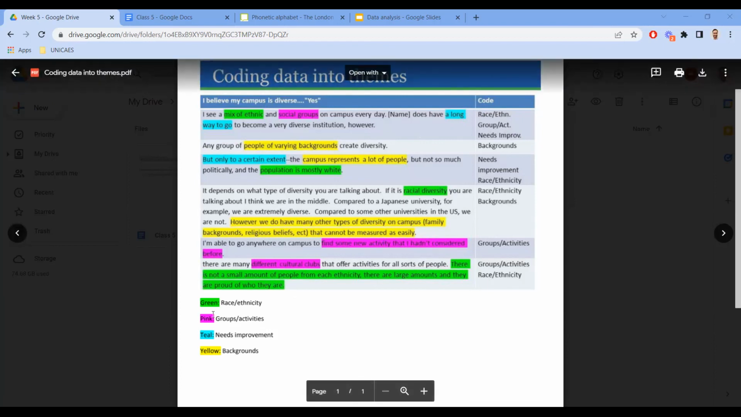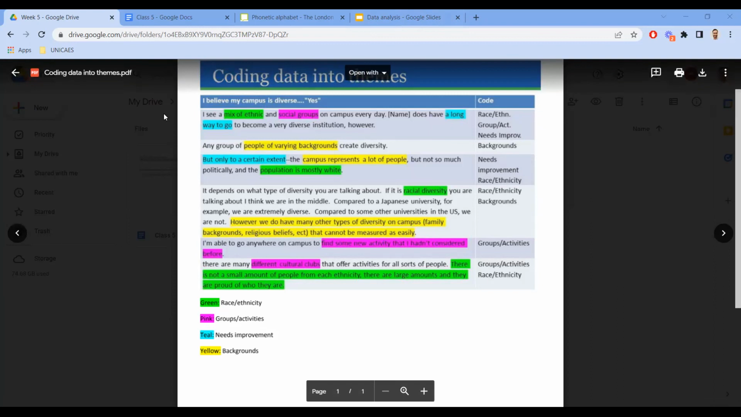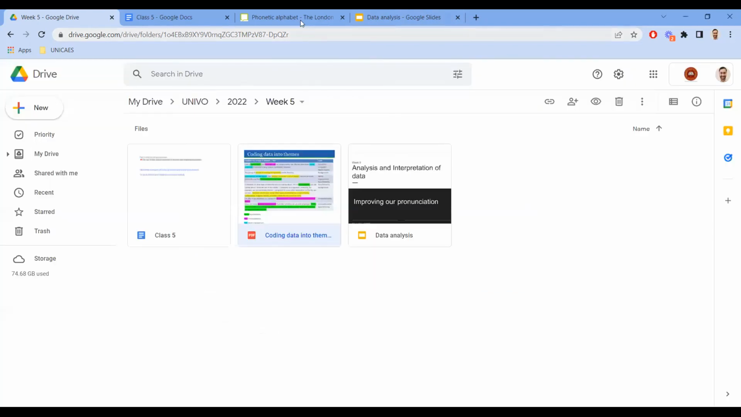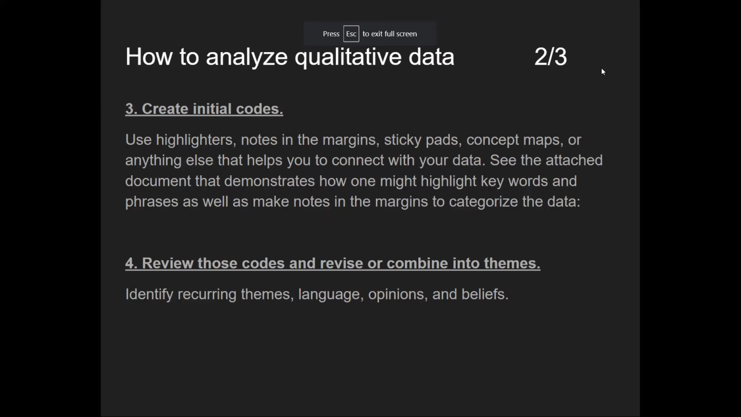And over here, you have the indicators, which tell you what green means, what purple means, or pink, or teal, or yellow. Got it? I'm going to share this document with you too in Campus Univo, so you can take a look at it and analyze it. Going back to this, what you need to do is create the codes, review the codes, and check them.